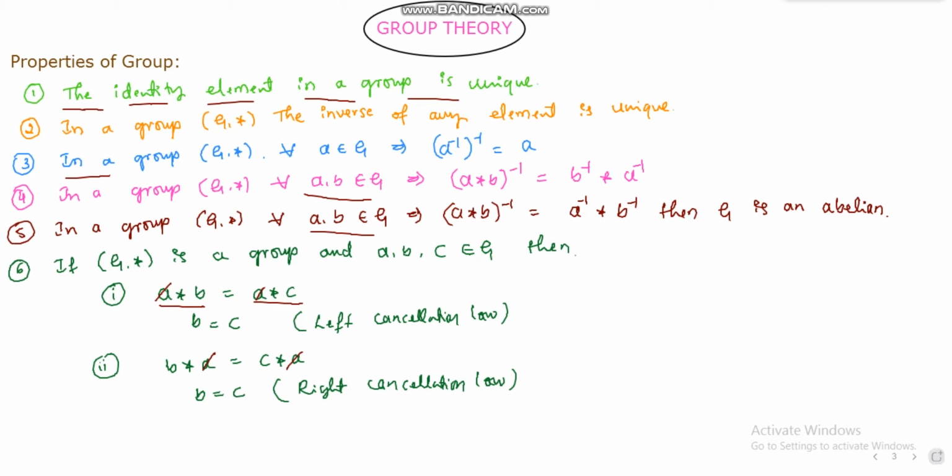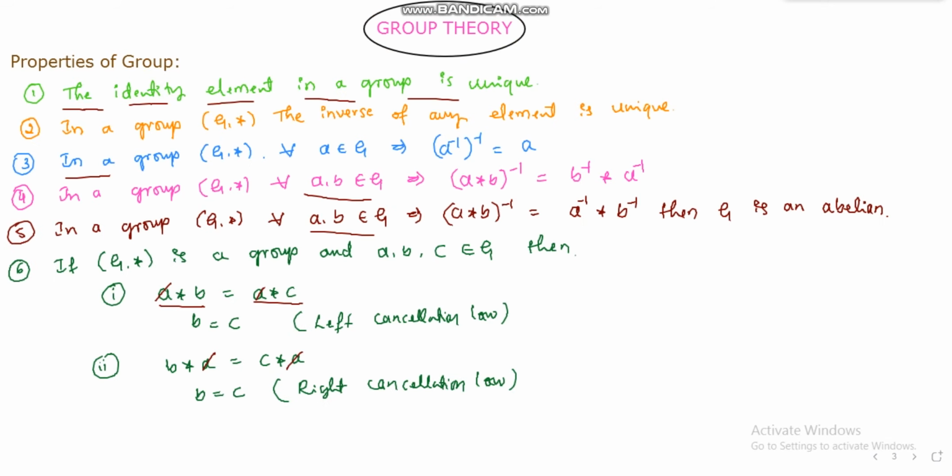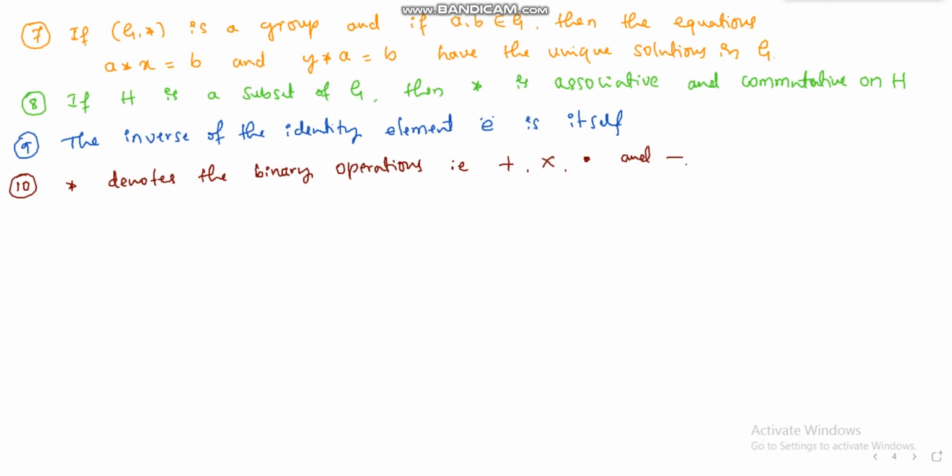Then we go for the seventh property. That is, if G comma star is a group and if A comma B belongs to set G, then the equations A star X is equal to B and Y star A is equal to B have unique solutions in the set G.